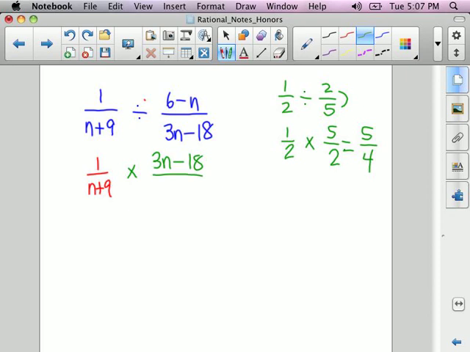And just so it matches all the other ones, I'm going to write this new part down here as -n plus 6. I'm going to turn it around. So I keep the first one, change the sign to multiply, flip the second fraction when you divide. That's the only difference there. Now it works like before.